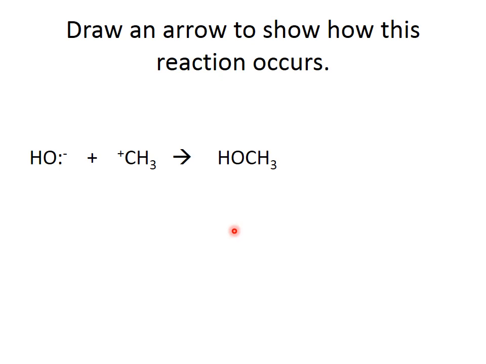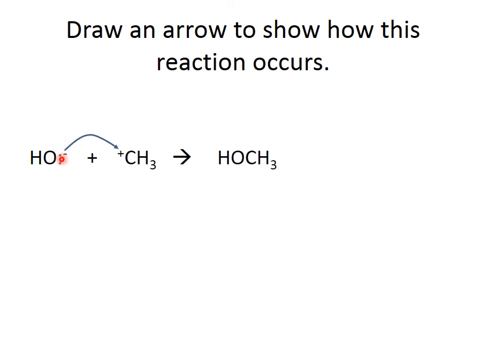Go ahead and draw the arrow showing the Lewis acid-base reaction that's occurring here. Remember, what does an arrow show? An arrow does not show movement of the atom. An arrow is showing the movement of the electrons to form or break bonds. So draw in your arrow and then resume the lecture to get your answer.